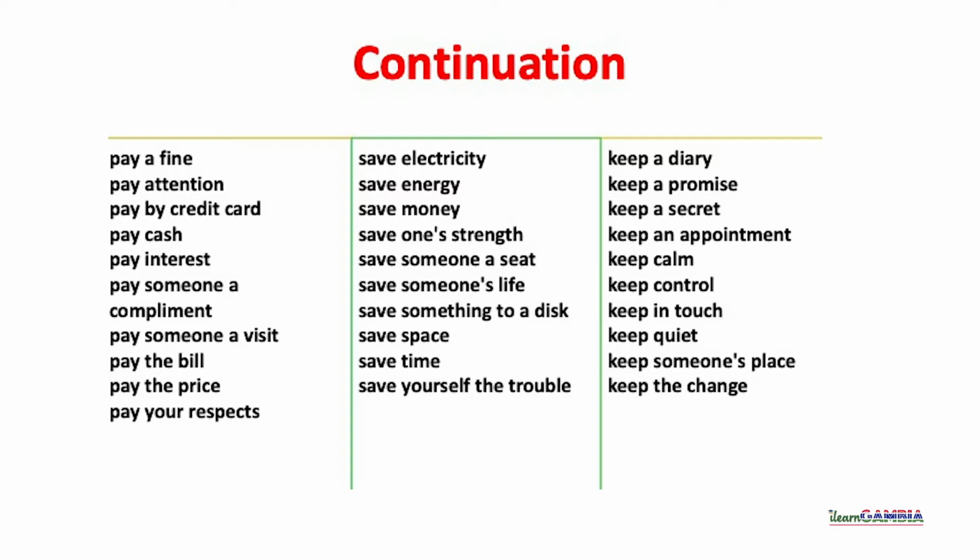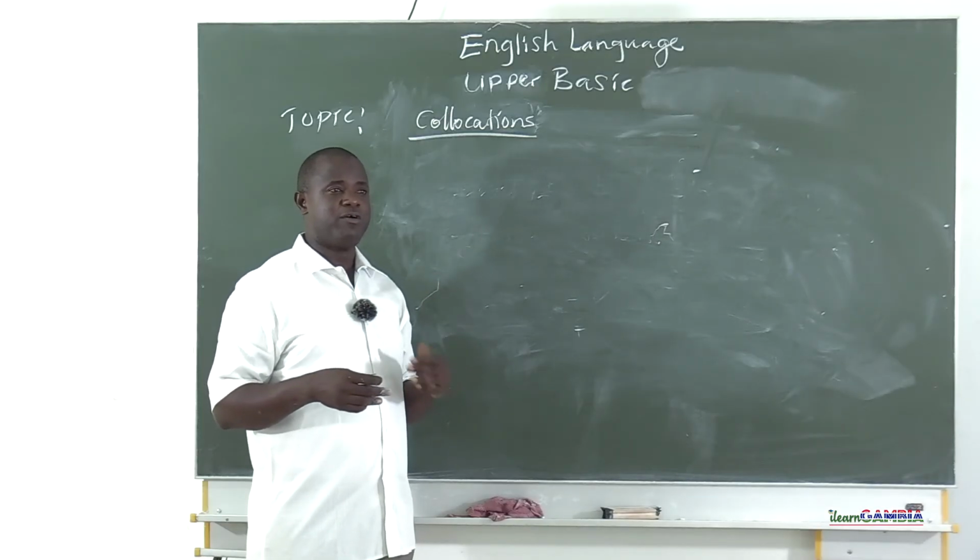There was an appointment, try to keep it up. Keep calm, keep control, keep in touch, keep quiet, keep someone's place, and of course, keep the change. So you can see all these words can also collocate with the verb keep because they have been frequently used in English. So we move on.